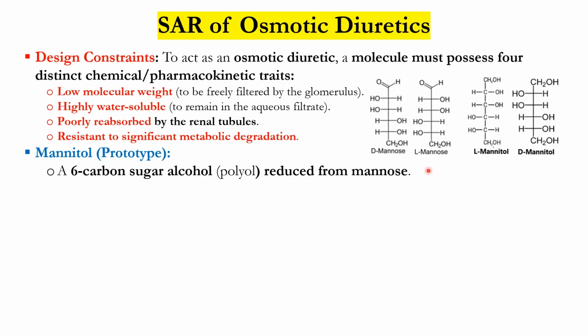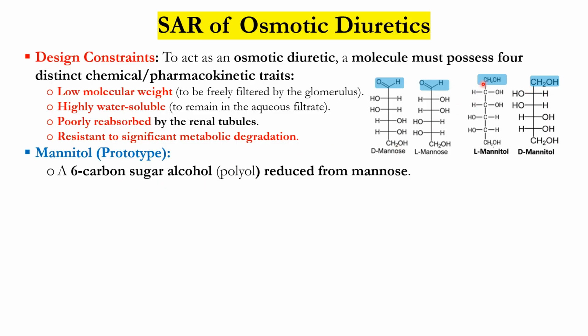So this is mannose, the D and the L form of mannose. Mannose contains the aldehyde. This aldehyde is going to be reduced to the alcohol form. That is how we obtain the respective mannitol. The D form of mannose will give the D form of mannitol. The L form will give the L form of mannitol. So the aldehyde is reduced to alcohol, and it contains 6 carbon atoms.